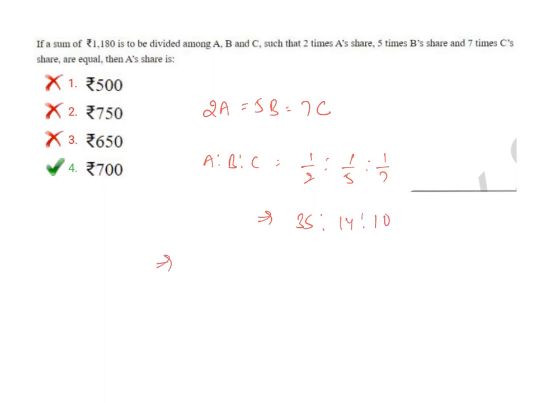Therefore, you want A's share, that is 35 parts, by overall. So 49 plus 10 is 59, into 1180. So it is 20s. Therefore, 35 20s are 700. So it is 700 rupees.